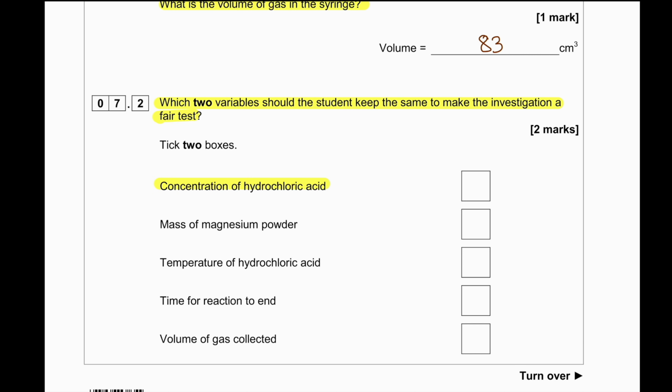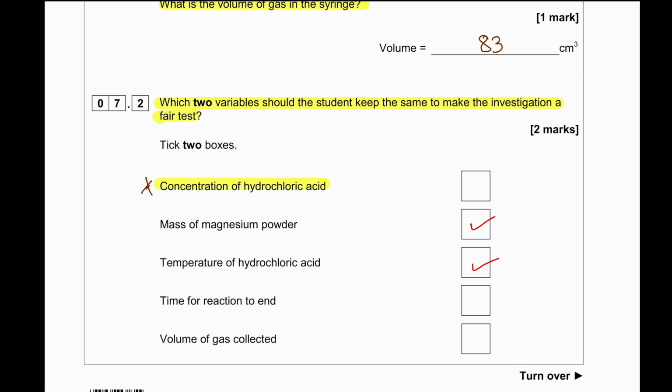Concentration of hydrochloric acid. Well, the student should change the concentration of hydrochloric acid every time. Mass of magnesium powder. Yes, because the student is going to do the same experiment again and again, the student must keep the mass of magnesium powder the same for every experiment so that the experiment is fair. More magnesium powder in more concentrated acid will definitely produce more volume of gas. Temperature of the hydrochloric acid must be kept constant, because the higher the temperature, the faster the reaction.